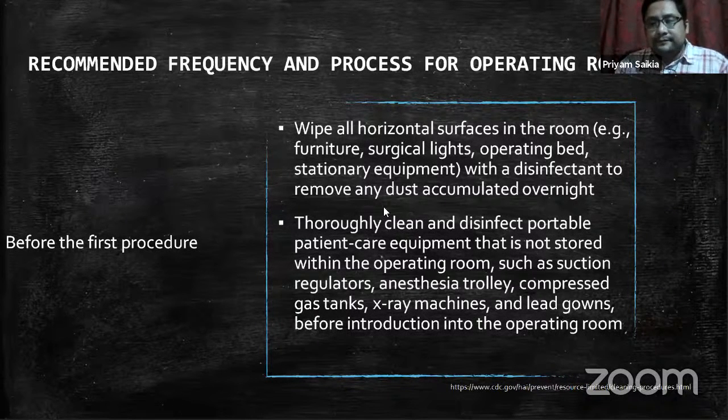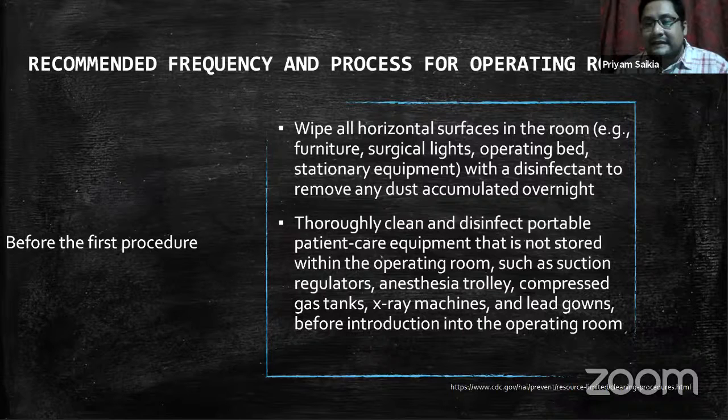Now, before the first procedure, we should wipe all the horizontal surfaces of the room, for example, the furniture, the surgical lights, the operating bed, and the stationary equipment with a disinfectant, so as to remove any dust that might have accumulated overnight, because dust causes accumulation of organisms and they may become airborne, and then they can settle in our equipment that can lead to cross-contamination.